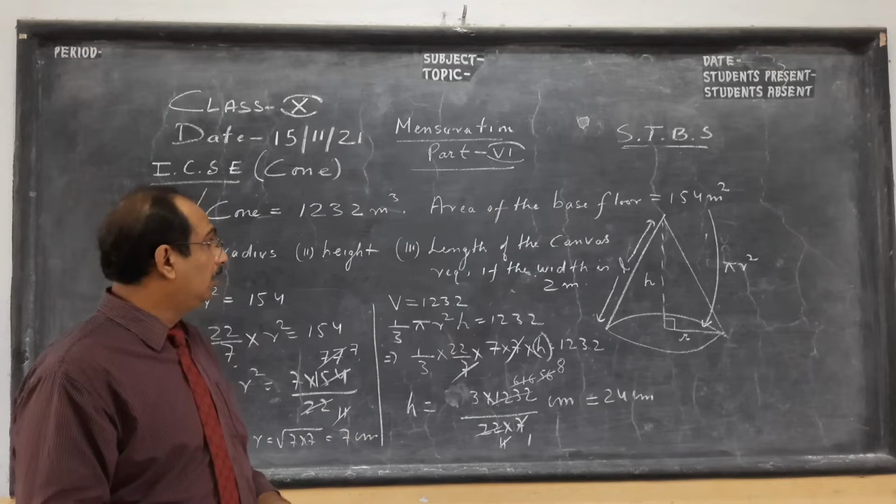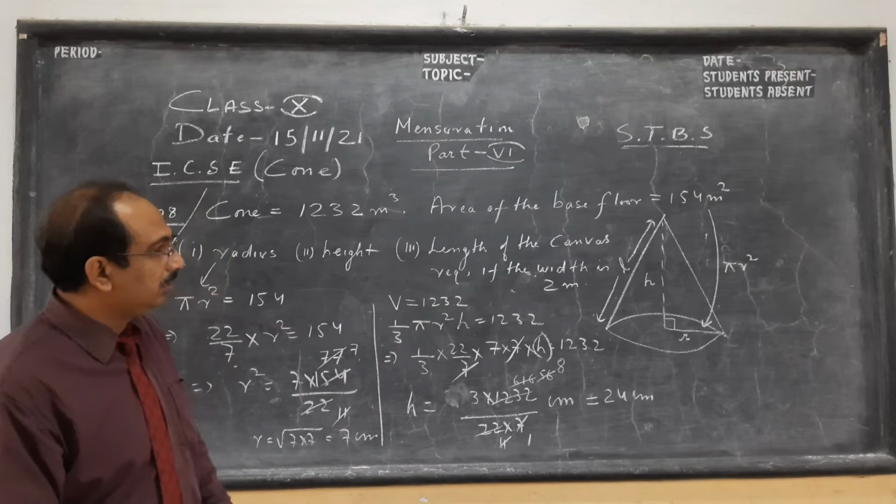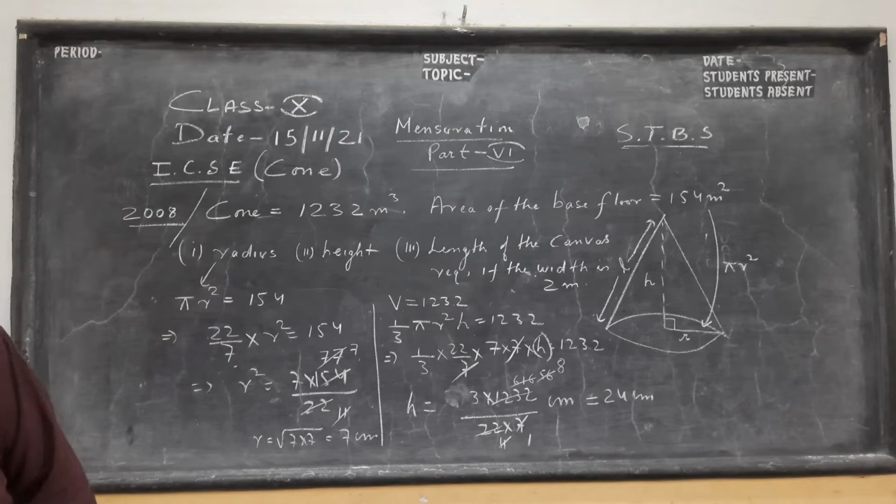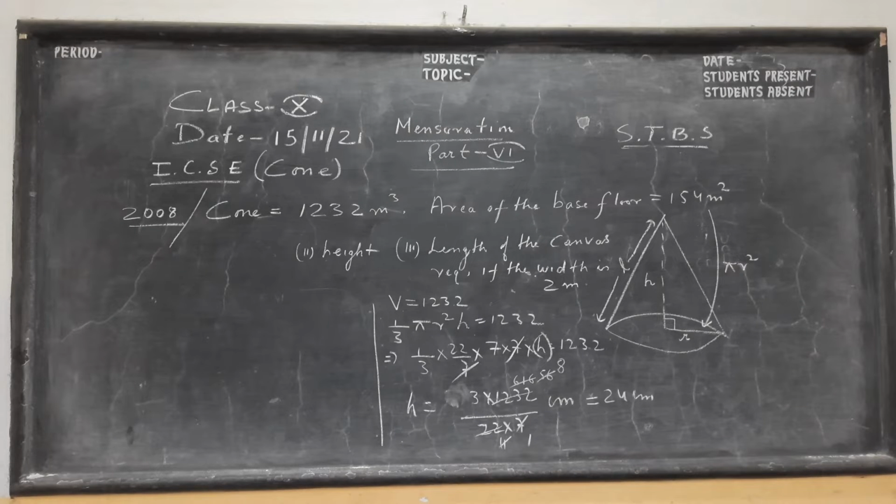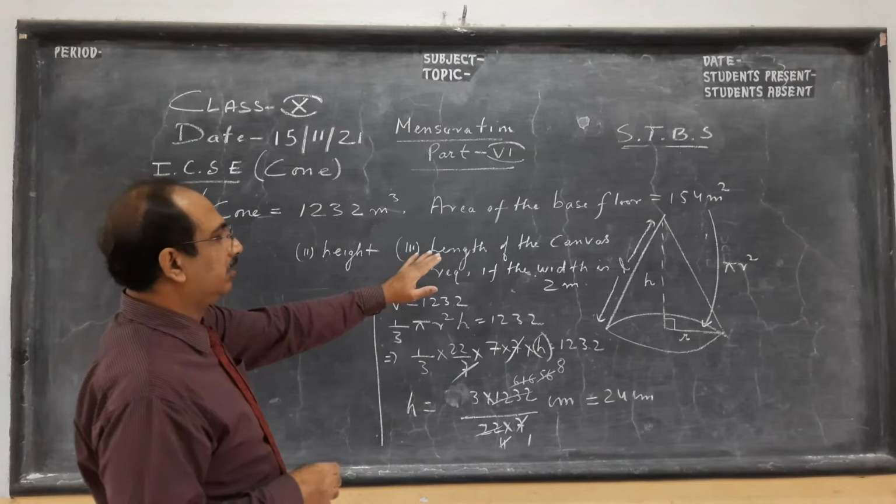That is the height of the cone. Next, to find the length of the canvas required, we have to find the curved surface area. For that we need L, the slant height. So kindly pause the video and copy. Then we will find L and then pi r L. Pi r L we have to find. The third part is to find the length of the canvas required if the width is 2 meters.